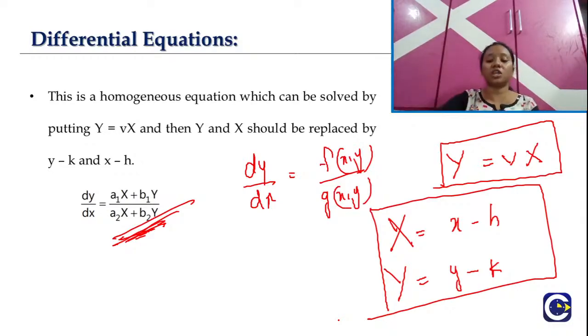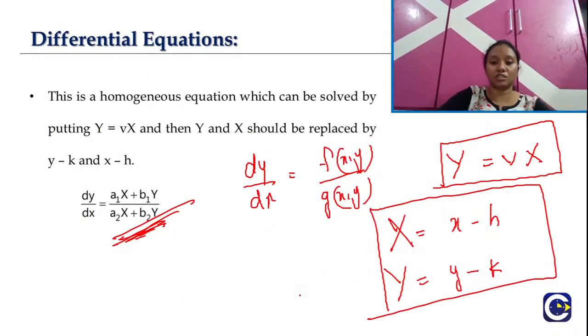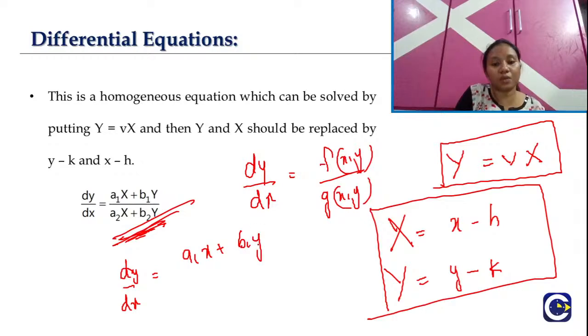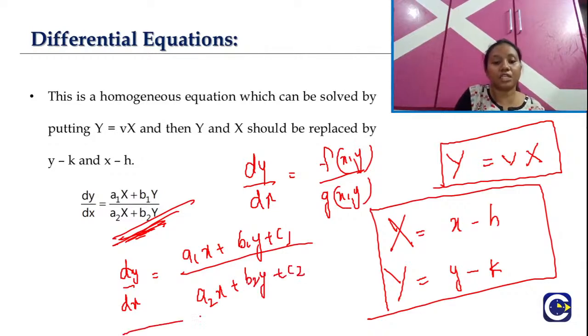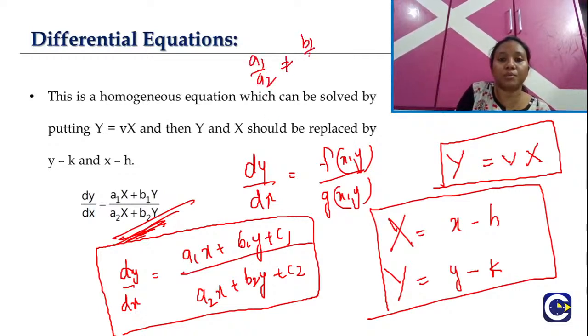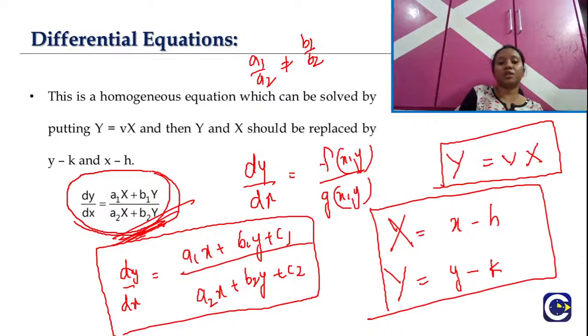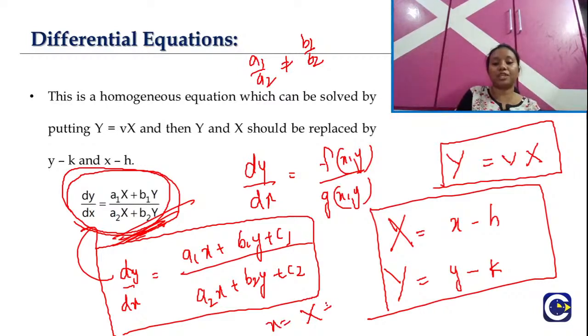So this is the entire procedure of solving a differential equation of the format dy by dx equal to a1x plus b1y plus c1 divided by a2x plus b2y plus c2. If any differential equation is given in this format, and the constants satisfy a1 by a2 not equal to b1 by b2, then this differential equation can be converted into the homogeneous equation format. We convert it into a homogeneous format by substituting, in place of x, capital X plus h.